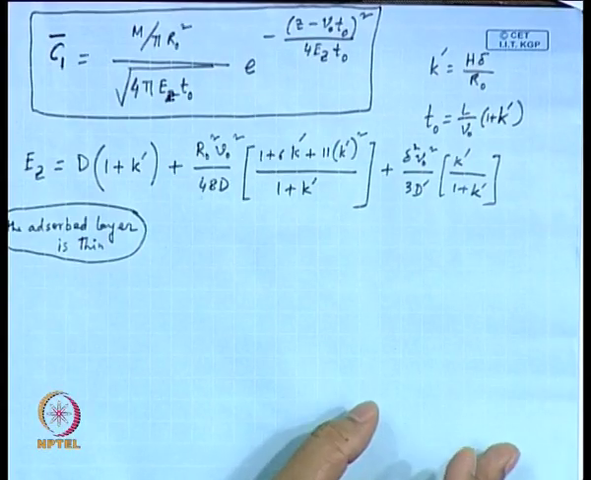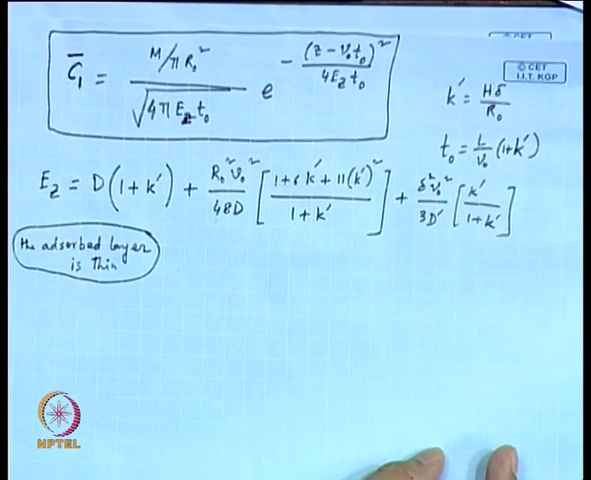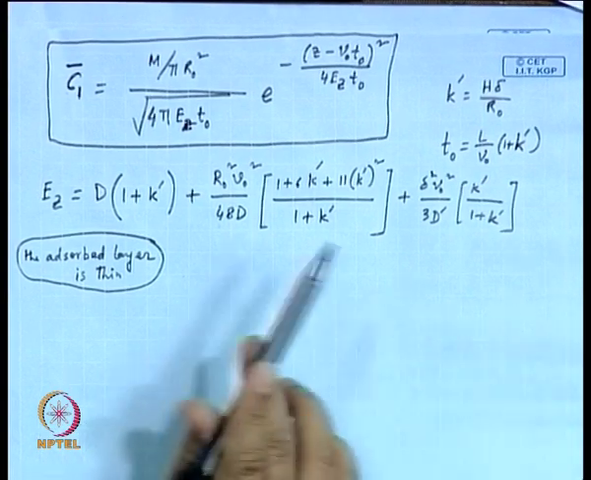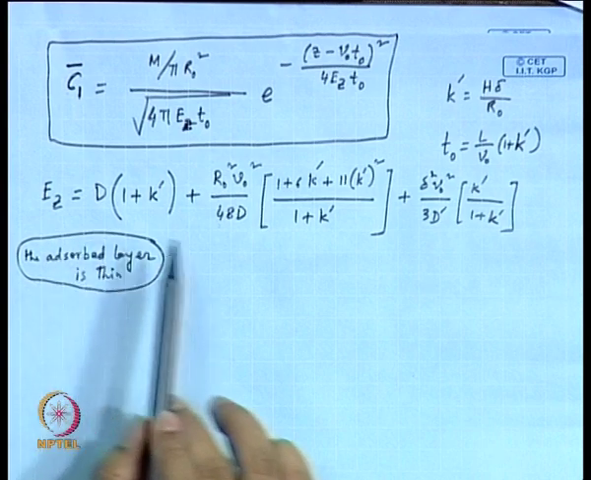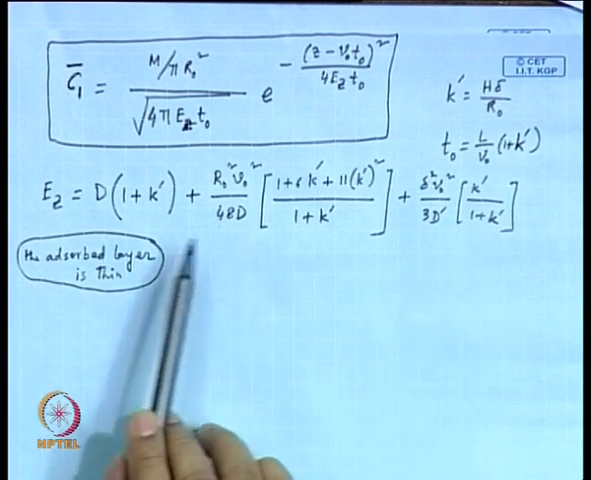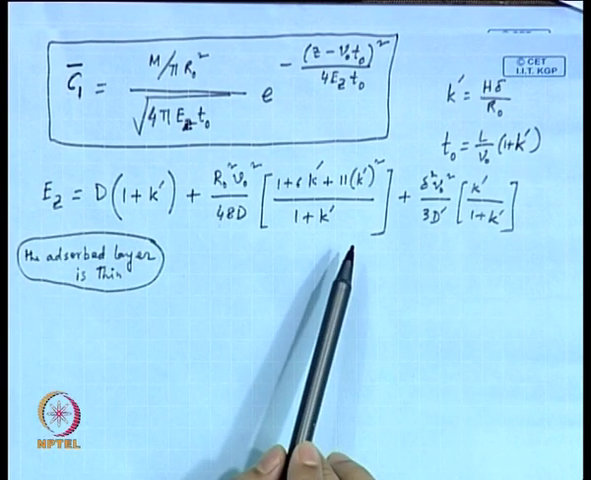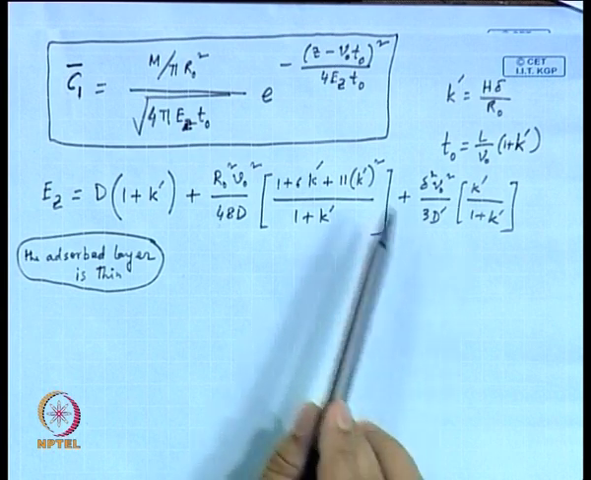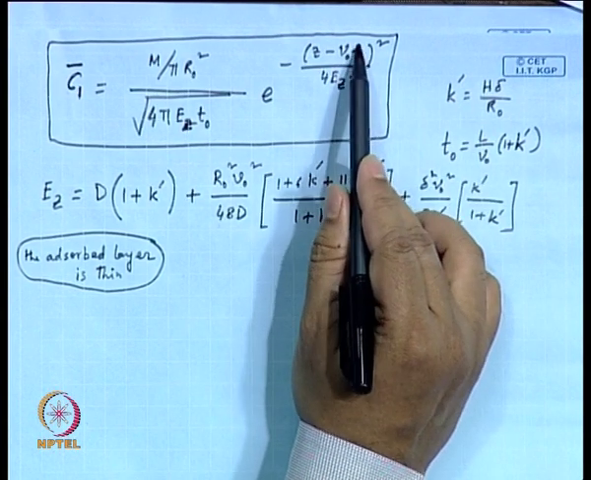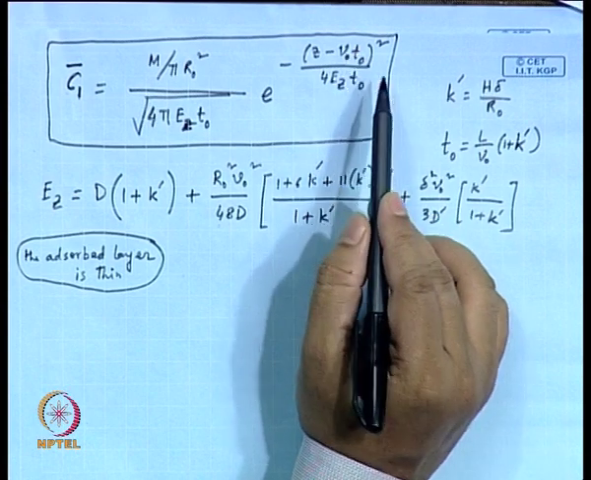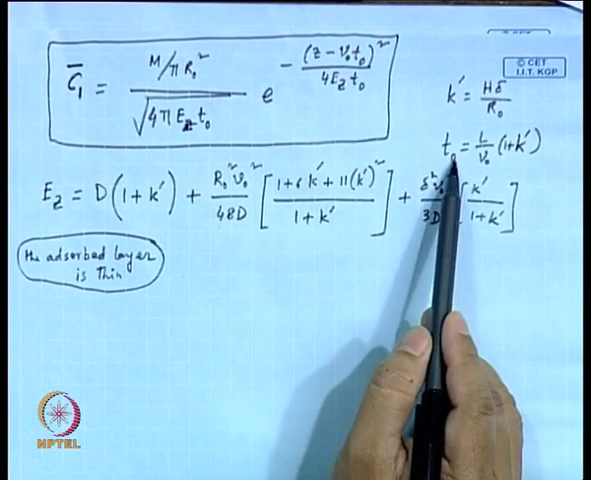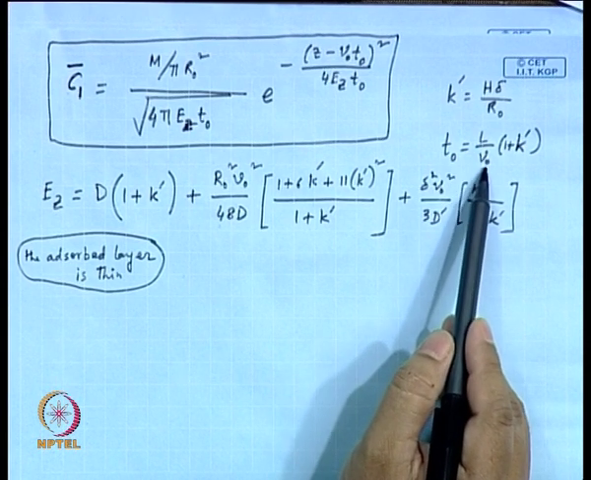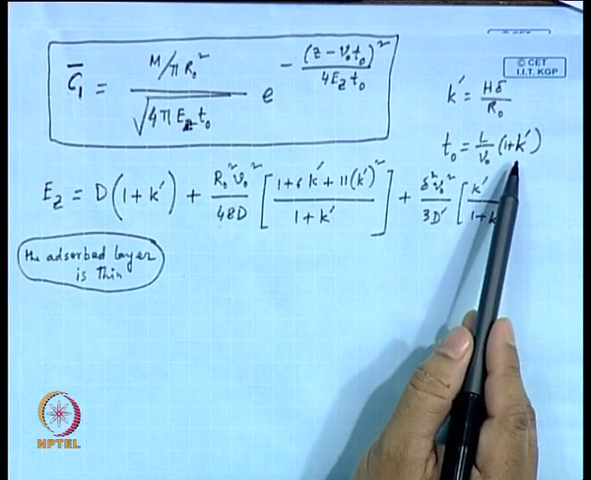So this is the expression that you have here, and this is the expression for Ez. Now, as I said at the very outset, this Ez comprises 3 different terms. Here we have used T0 instead of T, and this T0 is given by this quantity. T0 is equal to L divided by V0 into (1 plus k prime).